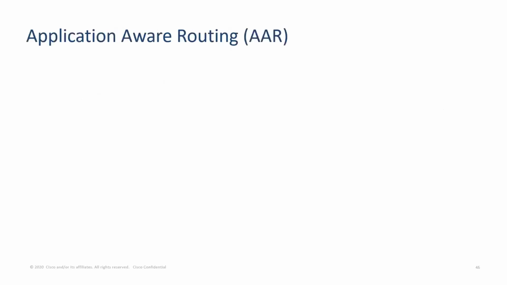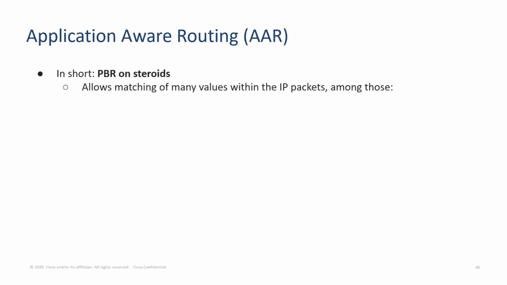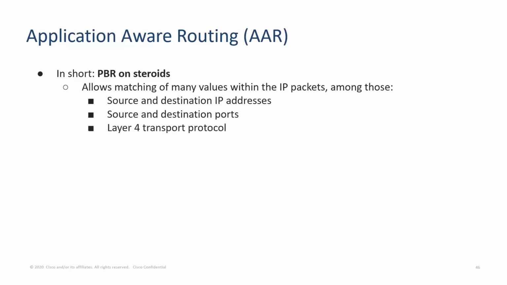So then moving on, we have application-aware routing, and in short, it's policy-based routing on steroids. It allows you to match a lot of different attributes within the IP packets. So among those, we have the source and destination IP, source and destination ports, the layer 4 protocol, DSCP values, and also applications using the DPI engine. So if it's a vEdge, it's going to use the Cosmos engine for the DPI, and if it's a cEdge, it's going to be the NBAR2 that's used to match the applications.